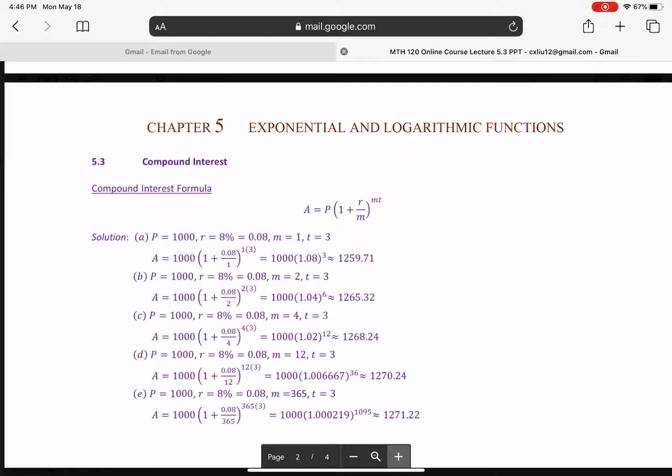In part B, interest is compounded semi-annually, so M equals 2. A equals 1,000 times (1 plus 0.08 over 2) to the 2 times 3, and we get $1,265.32. Part C, the interest is compounded quarterly, so M equals 4.